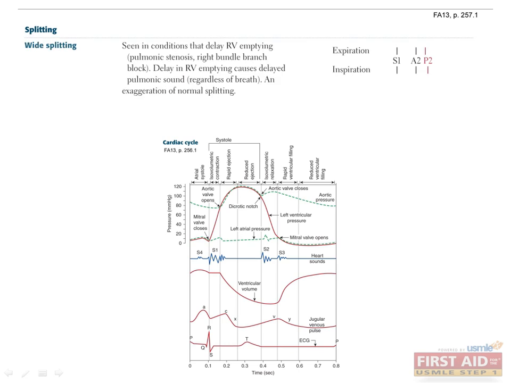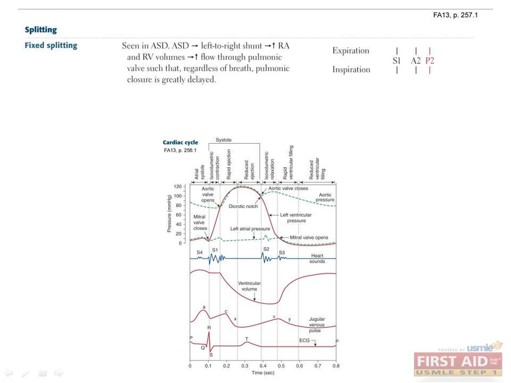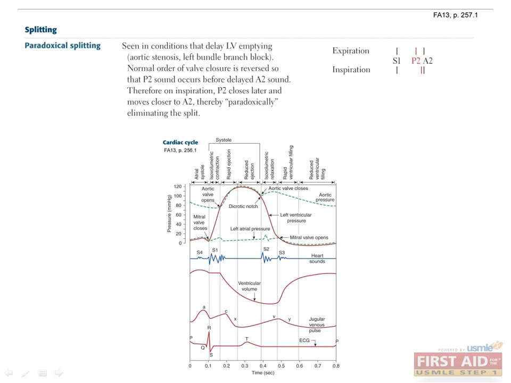For example, any condition that delays the right ventricle emptying will lead to worsened splitting throughout the breathing cycle. And a fixed anatomical lesion, like an ASD, will lead to splitting that does not vary with breathing. The last type of splitting is different than all the rest because in this case the aortic valve closes first due to delayed left ventricle emptying. As a result, the splitting goes away with inspiration, which is why it's called paradoxical.